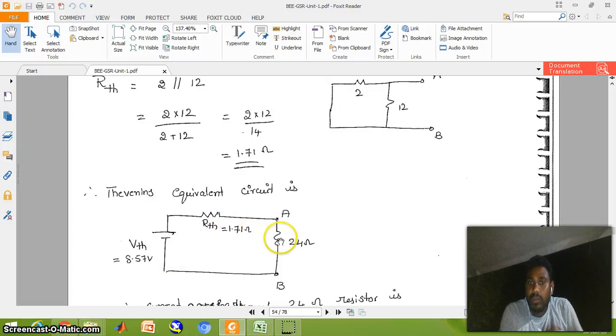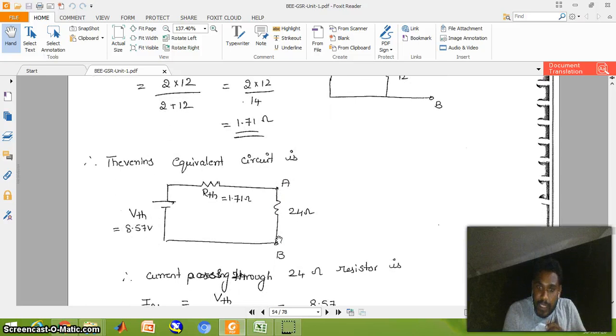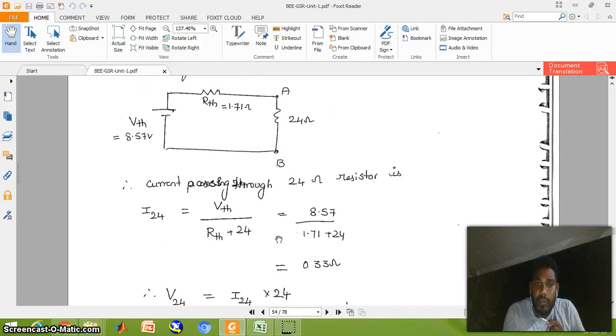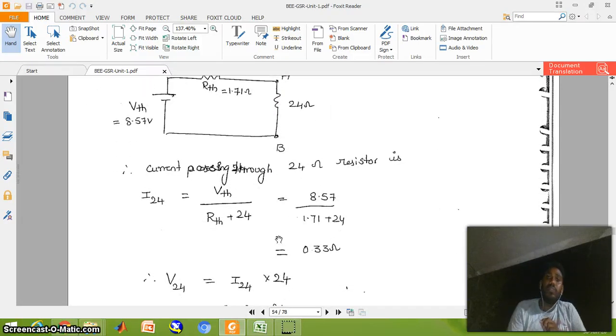Now the load element, the 24 ohm resistor, is connected to terminals A and B. Now calculate the current through the 24 ohm resistor and the voltage across the 24 ohm resistor. Here the voltage source is connected in series with the Thevenin resistance and the 24 ohm resistor. So these two are connected in series. In a series circuit, R equivalent is equal to R1 plus R2, R Thevenin plus 24 ohms.